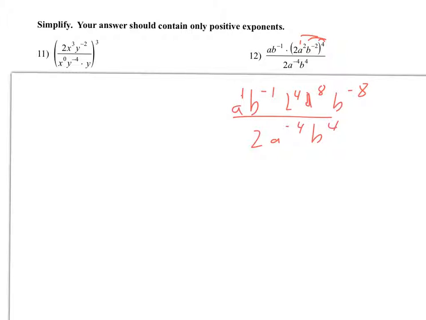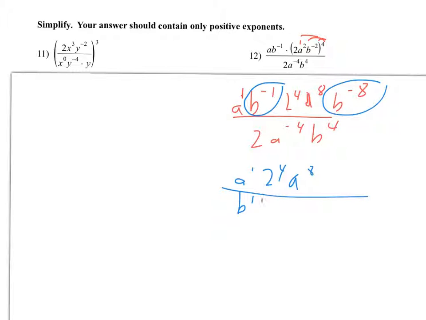The next thing I always like to do is get rid of negative exponents. So negative exponents always move. This b to the negative 1 is going to move to the bottom. All the positive exponents will stay up top, but this b to the negative 8th will move to the bottom. And then this 2 to the 1st will stay on the bottom. The a to the negative 4th will move to the top and become positive, but the b to the 4th will stick around.